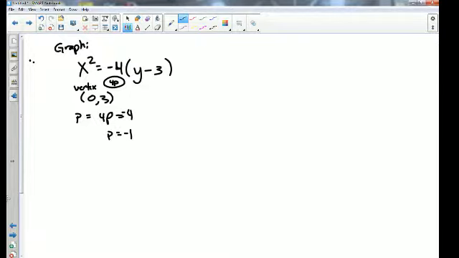Know when to use 1 over 4p and when to use 4p. Not exactly. If the number is with the y, you have to use 4p. If it's over here with x squared, that's when it's 1 over 4p. So if we were to move this over here, it'd be divided by, right? So, okay, so p is negative 1, which means our focus.